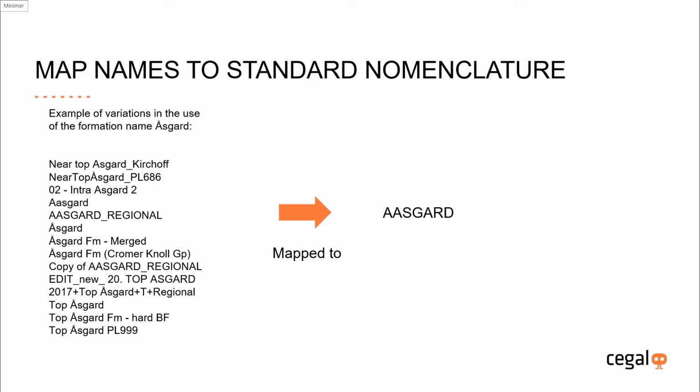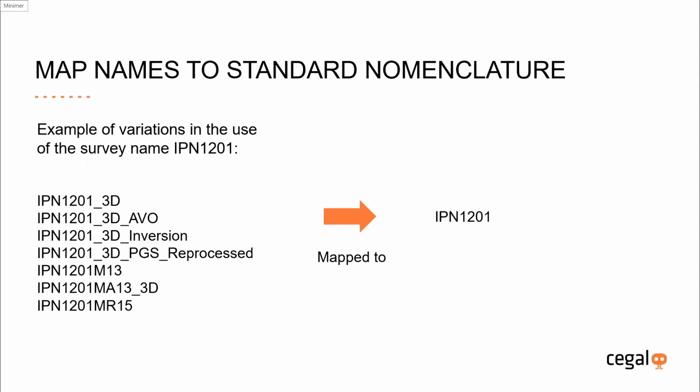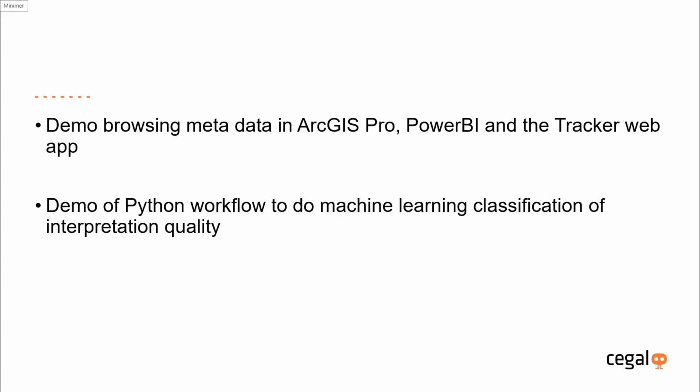Here's an example of the naming problems. We have all these variants of the name Oscar, and we map it to a standard name using this fuzzy name matching algorithm that I talked about. And similarly for a seismic survey name, different names used in Petrel, we map it to this single name. So that makes it much more possible to search and filter the information later on.